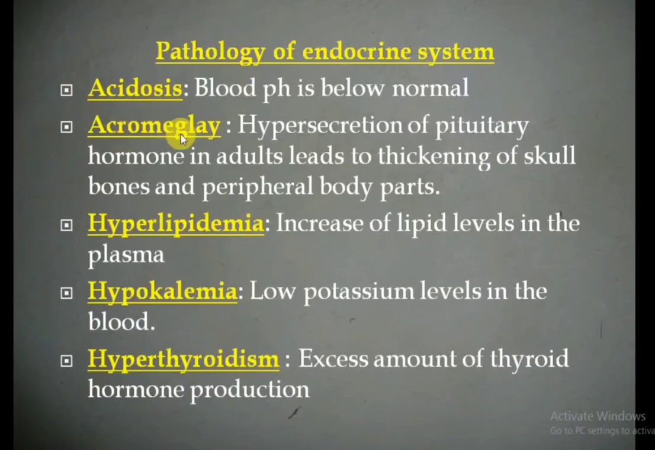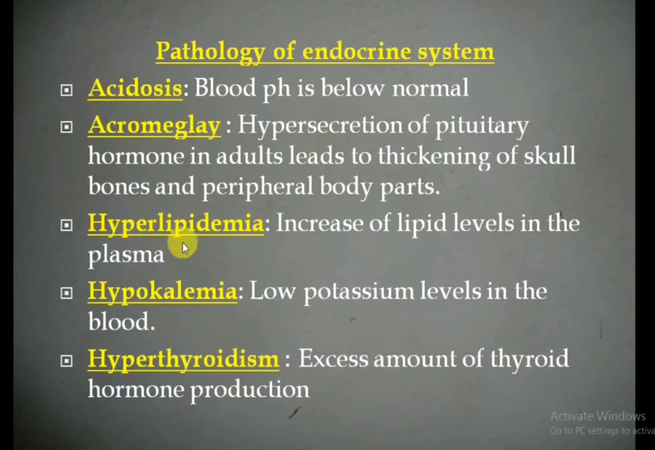Next is acromegaly. It's nothing but hypersecretion of the pituitary hormone. When more secretions of the pituitary get into the blood, it leads to the condition acromegaly. In this, the skull bones and the peripheral body parts get thickened.